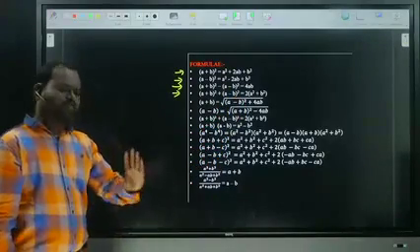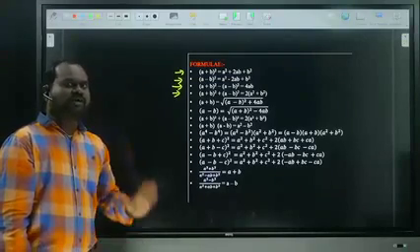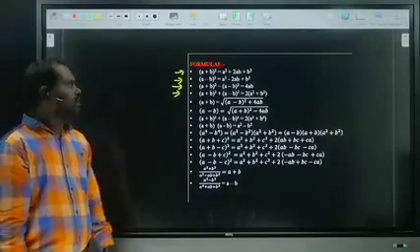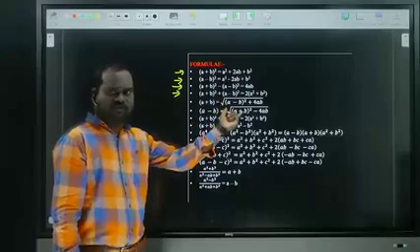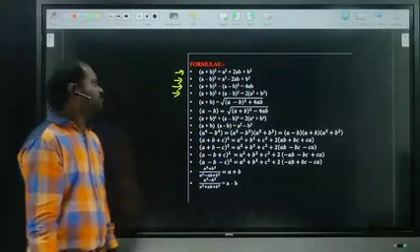What is a plus b whole square? A square plus 2ab plus b square. A minus b whole square? A square minus 2ab plus b square. By adding the formulas, 2 of a square plus b square. By subtracting, 4ab. 4ab, right? Next, same thing.